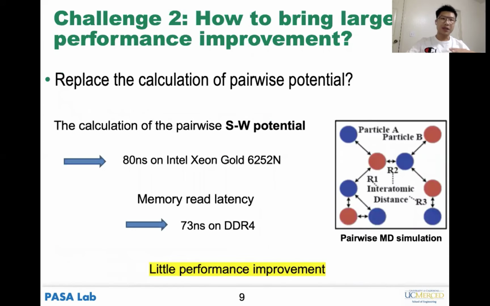So the second challenge is due to random accesses in the lookup table and the latency to memory. The calculation of pairwise potential for some applications is almost the same as the memory read latency. So the pairwise lookup table only brings limited performance benefits. To ensure the performance benefit of using a lookup table, the memory access latency to use the lookup table must be smaller than the calculation of a potential to be replaced.